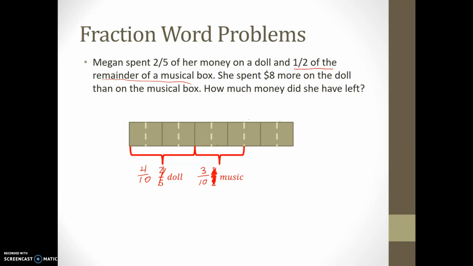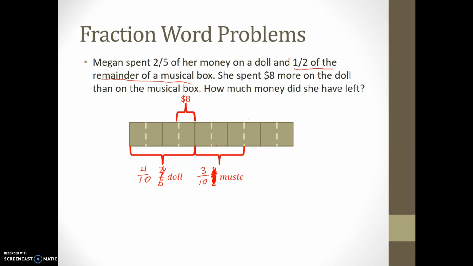Now it says that she spent $8 more on the doll than on the musical box. So let's deal with that piece of information. When I'm looking at my units, I can kind of ignore the tenths to some degree, because I can just look at units now. She spent 4 units on a doll, 3 units on music, so that means she spent 1 more unit on the doll.